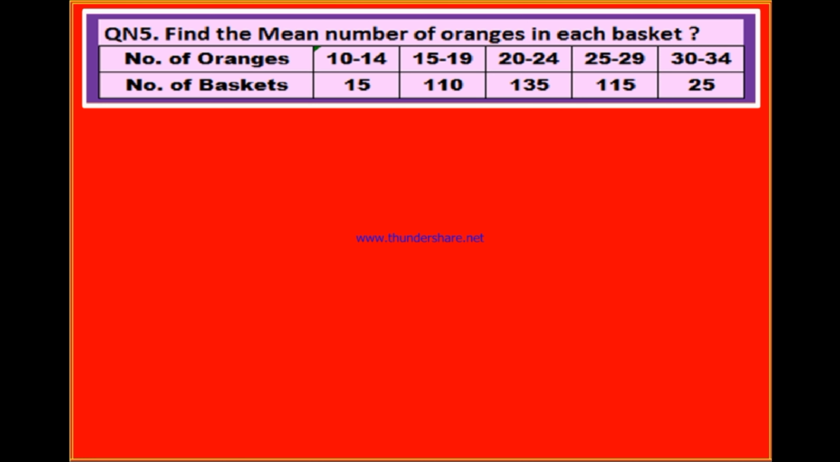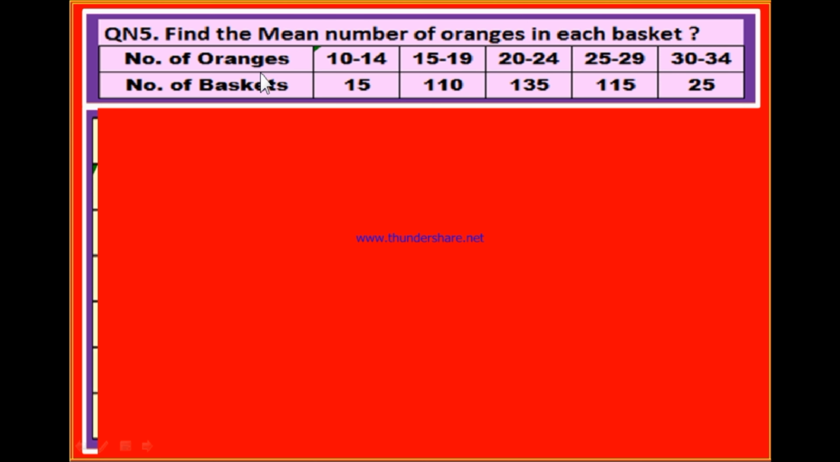If you observe this table, understood, the classes are small numbers whereas the frequencies are big in number. The frequencies are in hundreds. Therefore, let us use step deviation method to solve this. Understood? So, number of oranges can be considered as classes and the number of baskets may be taken as frequencies.